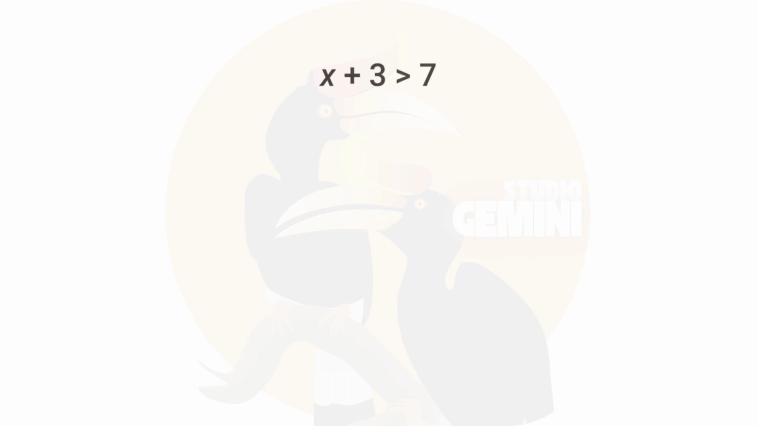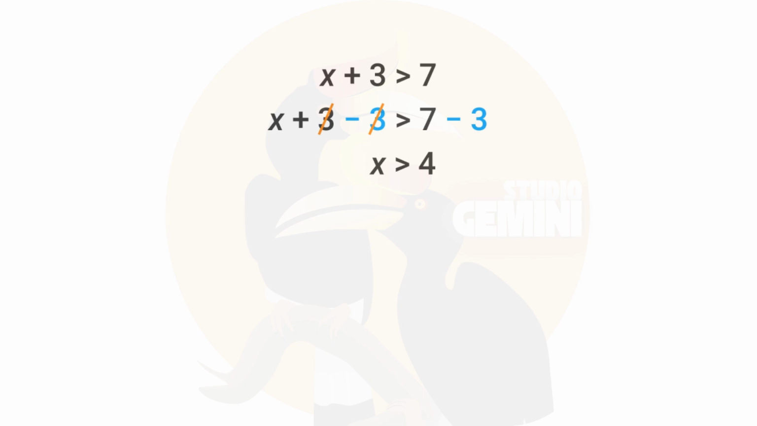Let's try to solve this the same way. First, let's subtract 3 from both sides. This gives us x plus 3 minus 3 is greater than 7 minus 3. On the left-hand side, the 3's cancel out, leaving us only x. And on the right-hand side, 7 minus 3 is 4. So we have x is greater than 4.